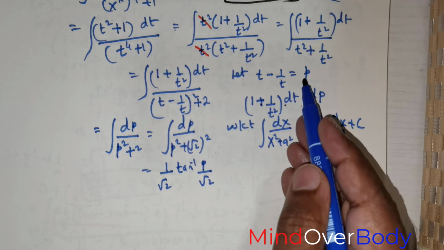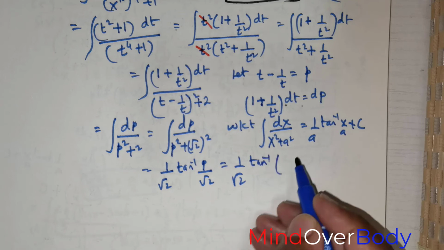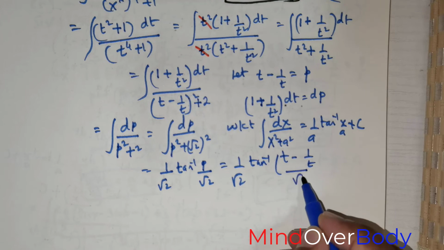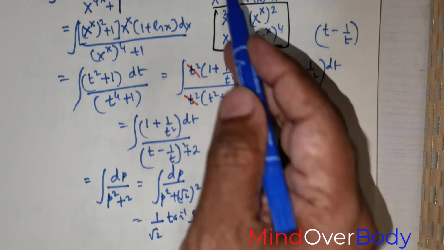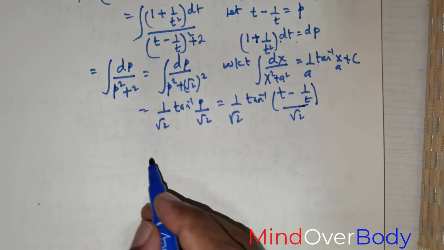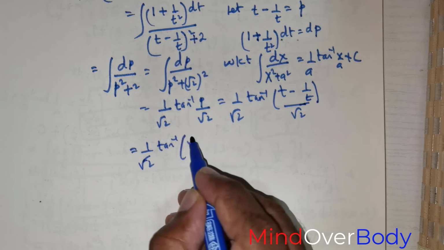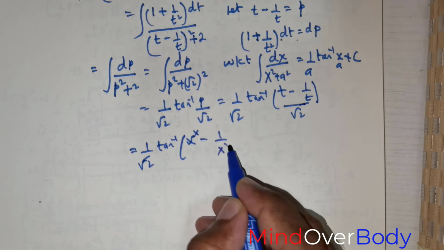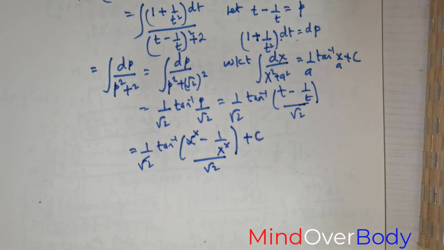But my p is actually t - 1/t, right? That has to be divided by root of 2. Okay, so that's fine, but my t is actually x^x. You see that? So that has to also be reverted. So this is equal to 1 over root 2 tan inverse of (x^x - 1/x^x) divided by root of 2, plus arbitrary constant.